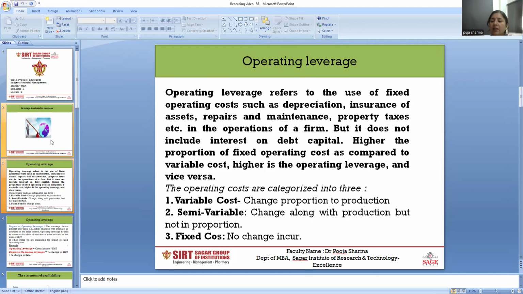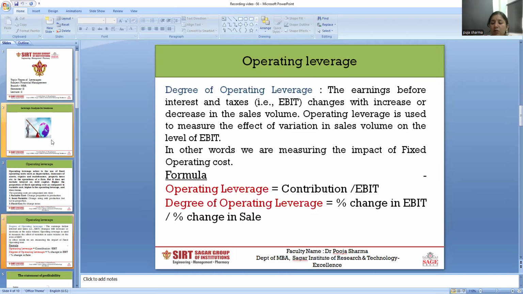Here, in operating leverage, we are just seeing the effect of fixed cost on the profitability of the company. The operating costs are categorized into three categories: variable cost, semi-variable cost, or fixed cost. Variable cost changes in proportion to the production. Semi-variable is where some part changes with the production and some is fixed. And the fixed cost doesn't change with the production, it is fixed in nature. Either the output is in less quantity or in high quantity, it doesn't change.